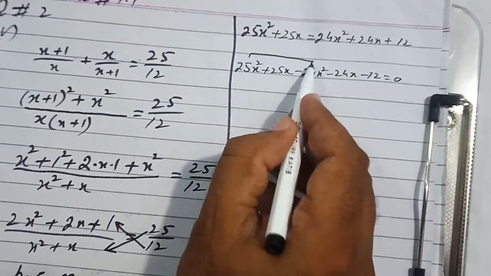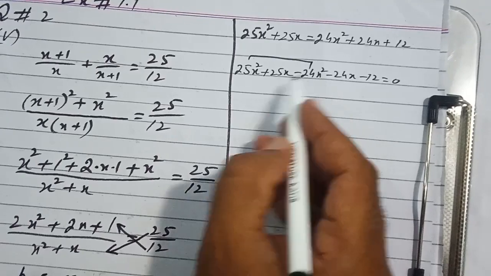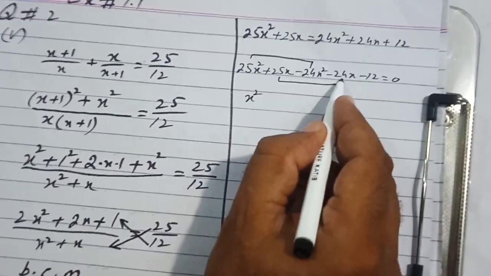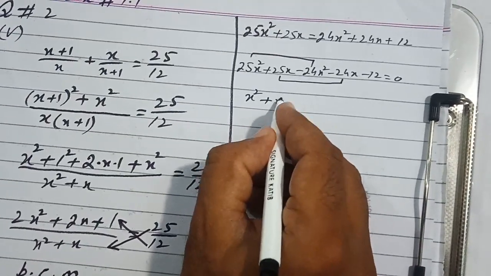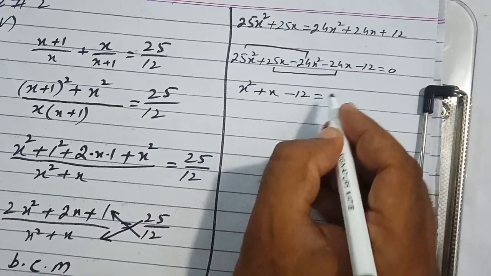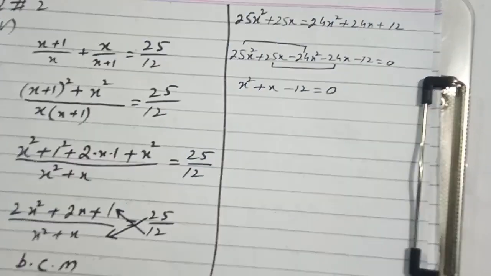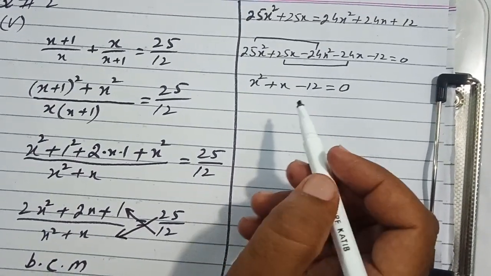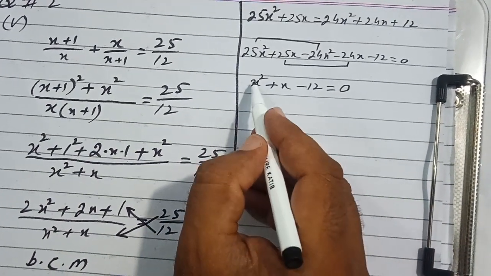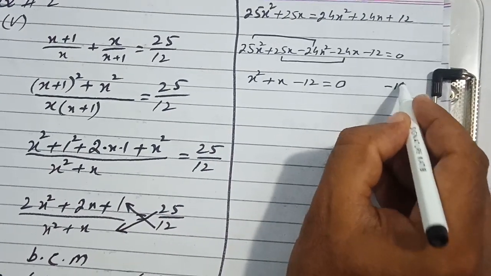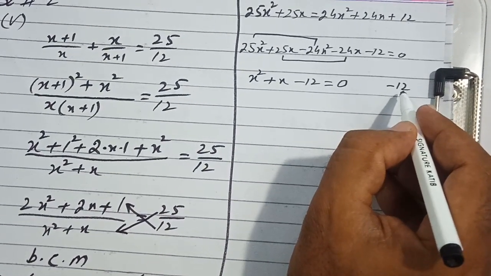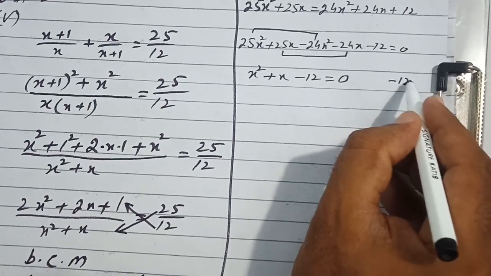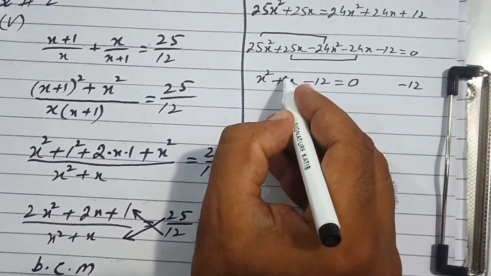Now like terms will be added up. 25x square minus 24x square means x square, 25x minus 24x means plus x, and minus 12 is written as it is, equal to 0. It is the standard form of the quadratic equation. As we have to use the factorization method, I will write the product of a and c, that will become minus 12. Now minus 12 will be broken down into two factors in a way that the product should be equal to minus 12 and the sum should be equal to plus 1.